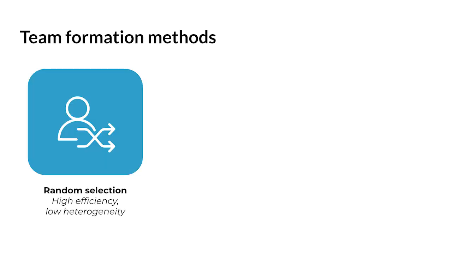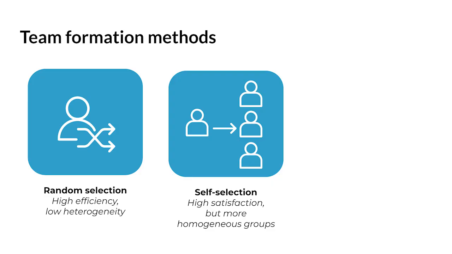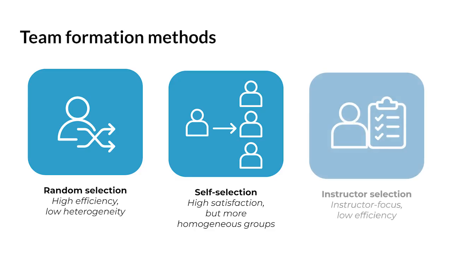Now that you've decided the size of your groups, you'll want to sort your students. There are 3 methods to form groups, each of which has their own benefits and shortcomings. Your choice depends on what you want to prioritize. Randomly assigning students to a group is very efficient, but can lead to low heterogeneity. Allowing students to select their own groups gives them a high sense of satisfaction, but can also lead to more homogeneous pairings. Our final option gives the instructor the most autonomy, but is the least efficient. Instructor selection also takes away students' ability to exercise their own agency in this process.